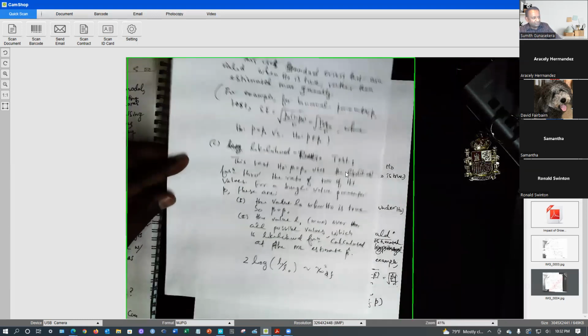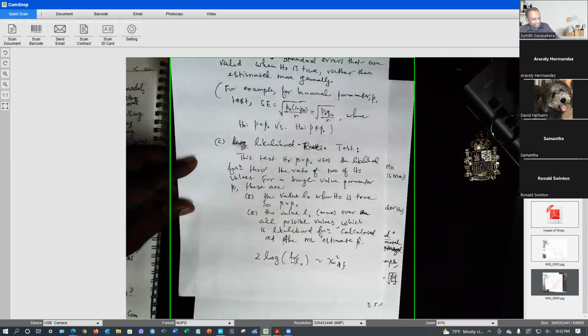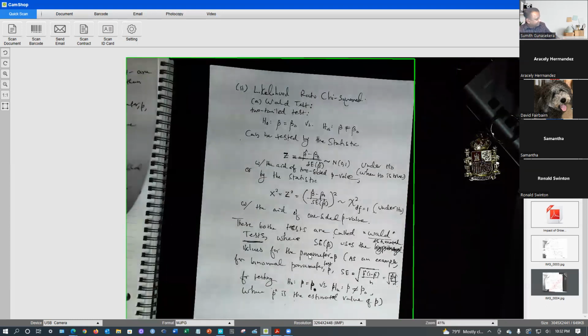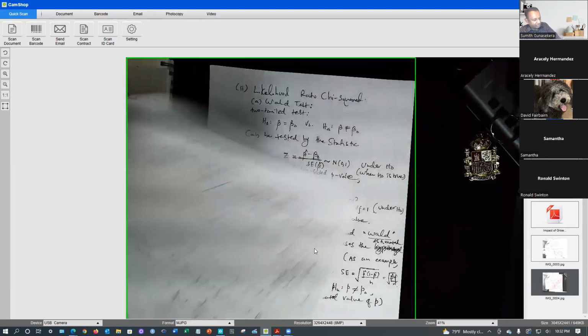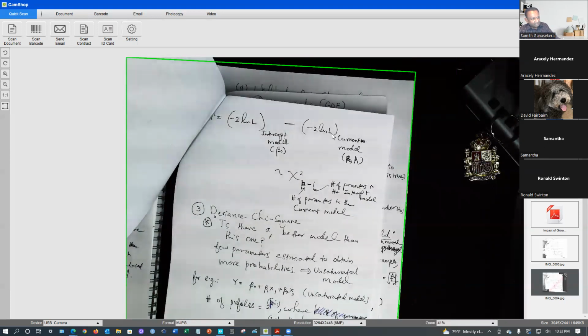And the likelihood ratio test, they're going to use this one. You find the likelihood under H naught and the likelihood under HA, and take their ratio. Under H naught and H1, it's the same as what I'm talking about here. That's the same thing.